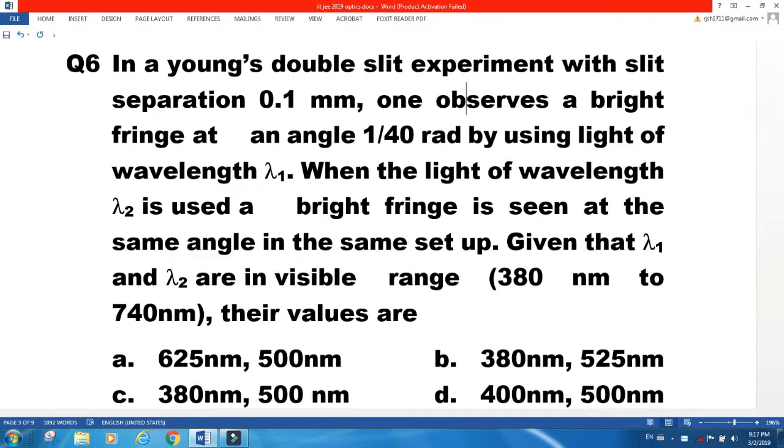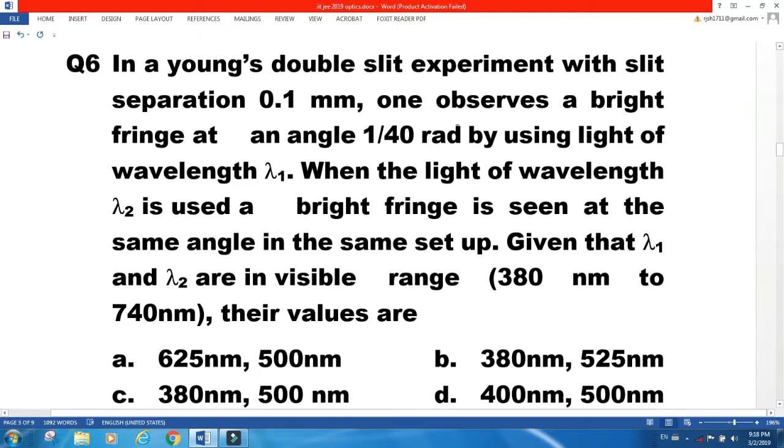Next question: in a Young's double slit experiment with a slit separation of 0.1 millimeter, one observes a bright fringe at an angle of 1 by 40 radian by using light of wavelength lambda 1. A bright fringe is seen at the same angle in the same setup when light of lambda 2 is used. Given that lambda 1 and lambda 2 are in the visible range, 380 nanometer to 740 nanometer, their values are.